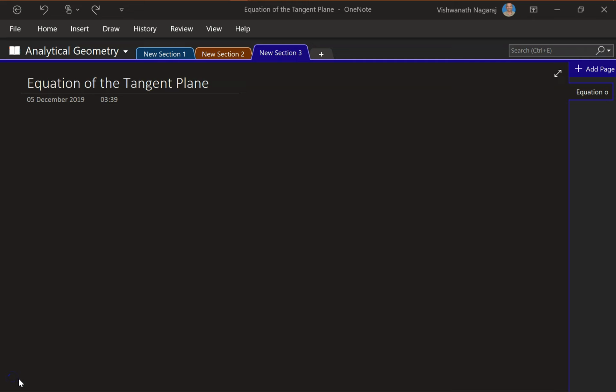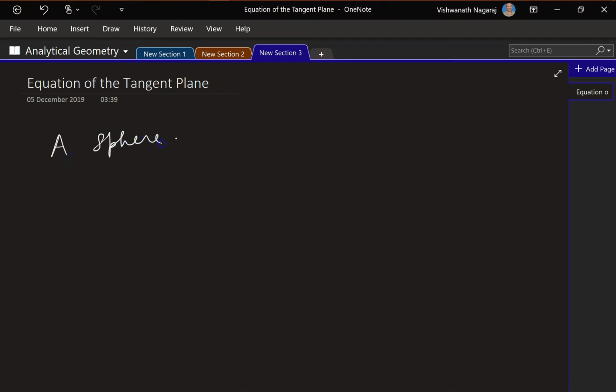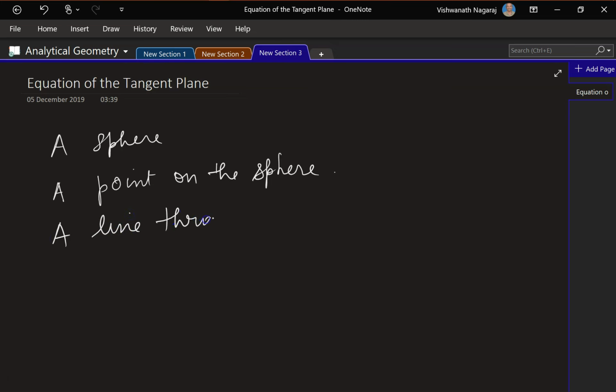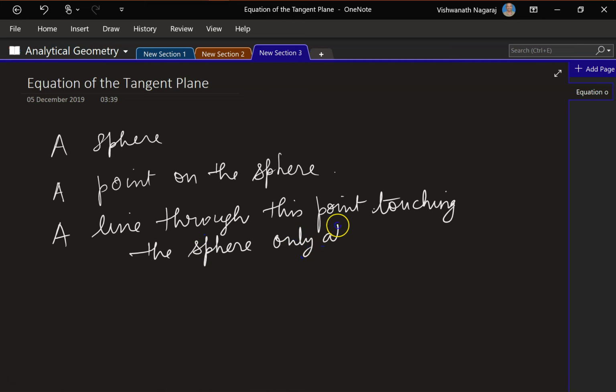Equation of the tangent plane. Now let's say a sphere. We already know what it is. Let's look at a point on the sphere. Now let's say a line through this point touching the sphere only at one point, that is, only at P.